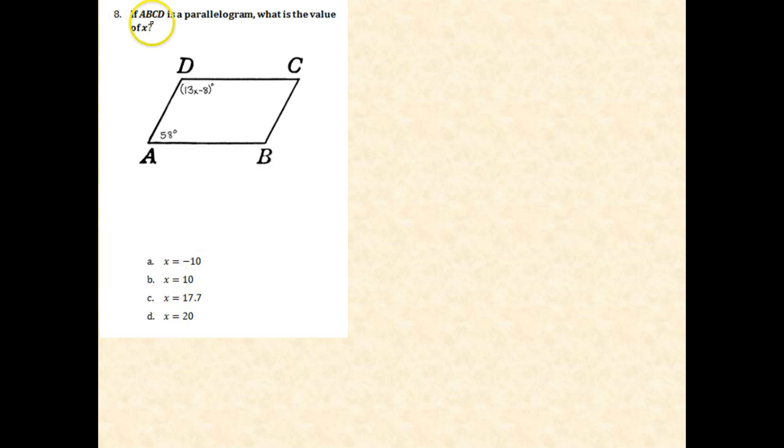If ABCD is a parallelogram, what is the value of x? Alright, don't make the mistake here of setting these two equal to each other. Here, these add up to 180 because they're consecutive angles. So that means 13x minus 8 plus 58 equals 180.